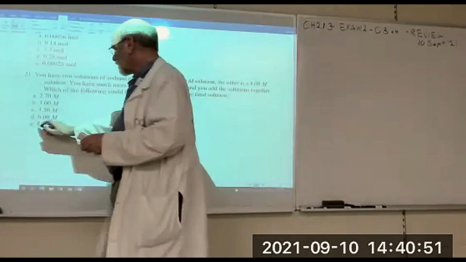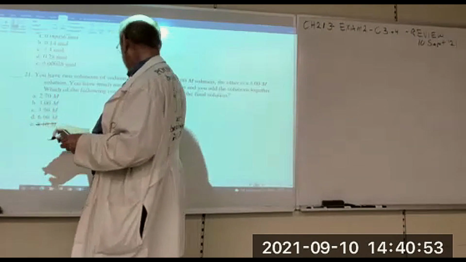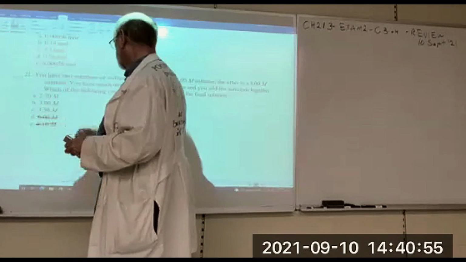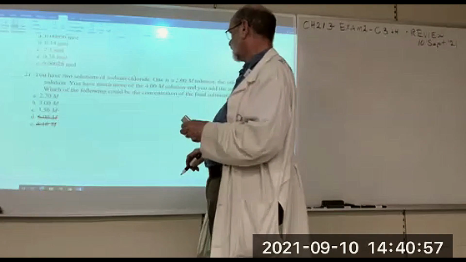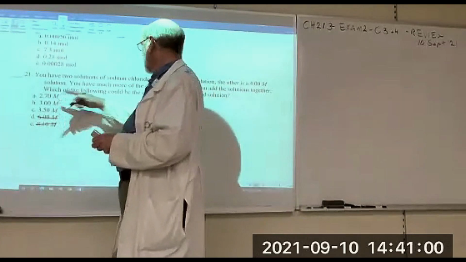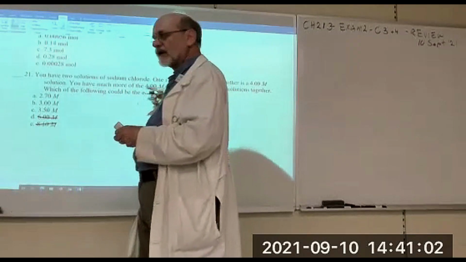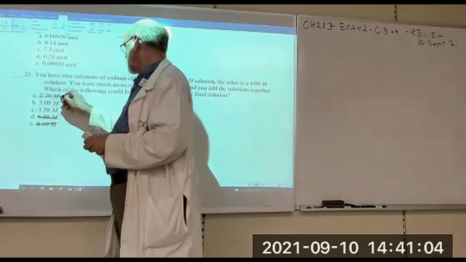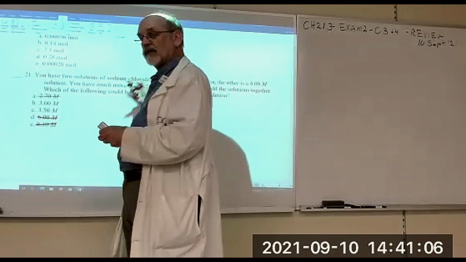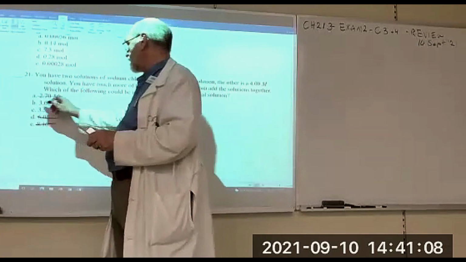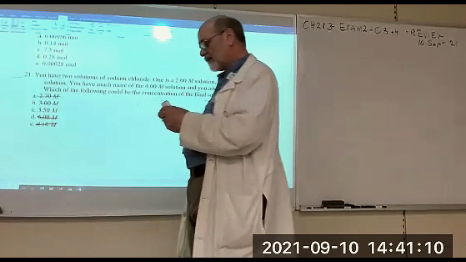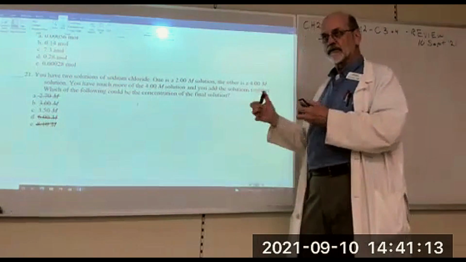That means this one's out, and this one's out. And this one is too low. It's got to be really close to 4. It's not going to be 3 because it's not halfway in between. That would be equal amounts. So 3.5 is the only answer that works for this scenario.